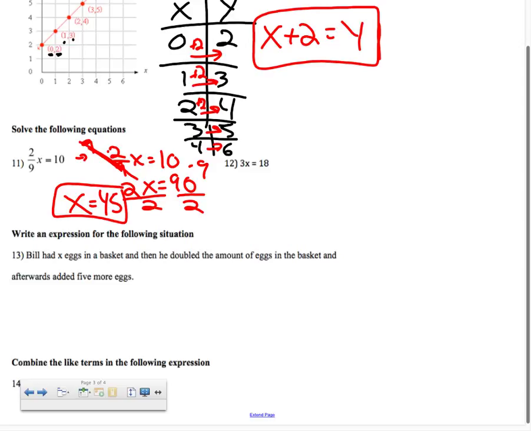Number 12 is much more straightforward. 3 times x equals 18. I want to know what x is. Well, that's just as simple as dividing by 3. And you get x equals 6. Because the reason we're dividing is to get rid of the multiplying by 3. So to cancel out multiplication, you've got to do division.